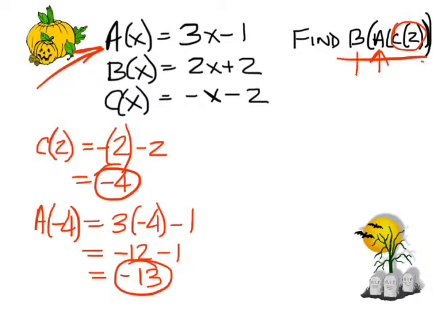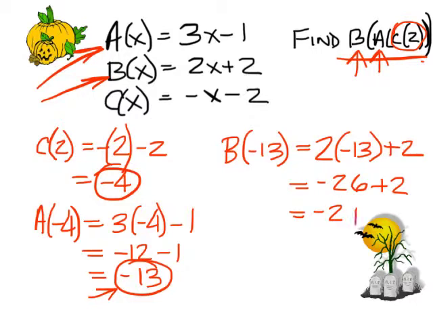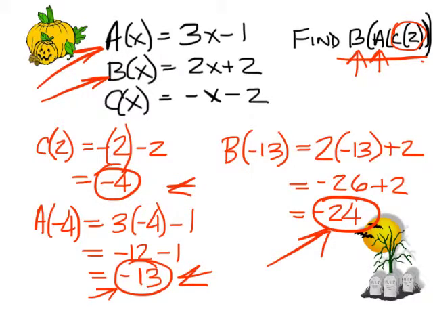Now you go back one more function to B, and you're going to use this negative 13. B of negative 13. Here is the B function. 2 times negative 13 plus 2. That's a negative 26 plus 2, and that's a negative 24. This is the final answer. You do not have to write this or this, except just in your work. This is the final answer.